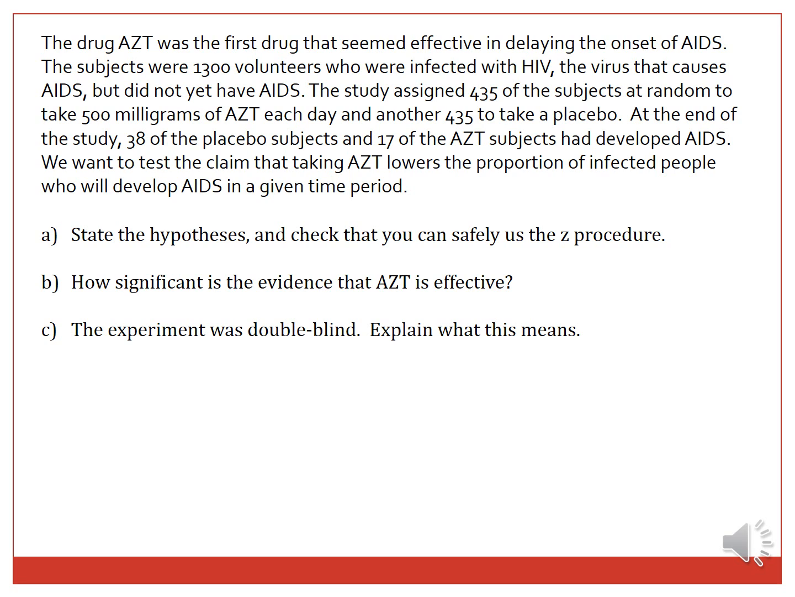We want to test the claim that taking AZT lowers the proportion of infected people who will develop AIDS in a given time period. So we're asked to state the hypothesis and check that you can safely use the z procedure. We're also asked how significant is the evidence that AZT is effective, and was the experiment double-blind, and explain what this means.